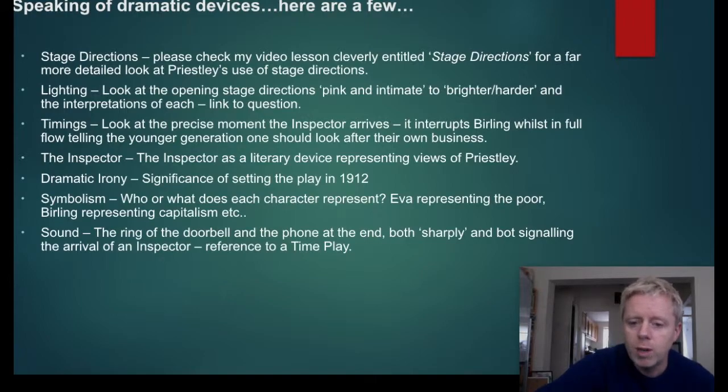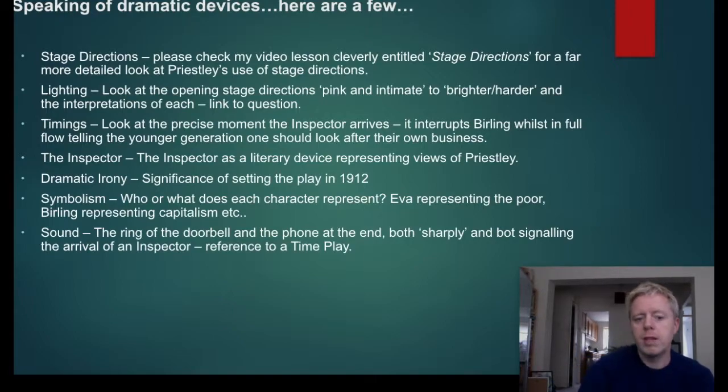In other words, we don't see the world as it truly is, or we don't see the family as they truly are. We don't see Arthur Birling at the beginning as he truly is. But as soon as the inspector arrives, the lighting becomes brighter and harder, and the colour white could symbolise truth or the interrogation, the spotlight of the interrogation, but our journey as an audience member towards truth. So we get to see the family as they truly are.